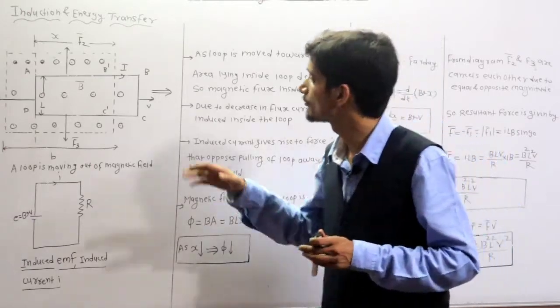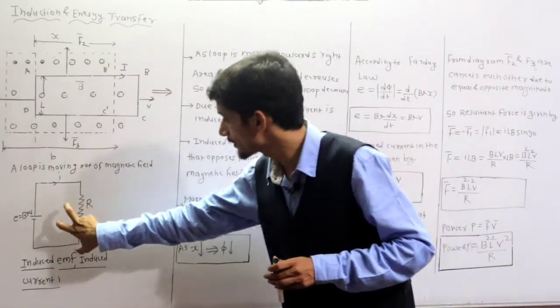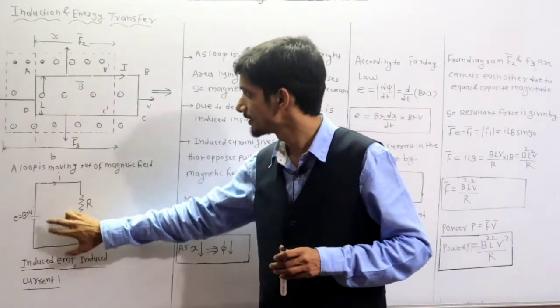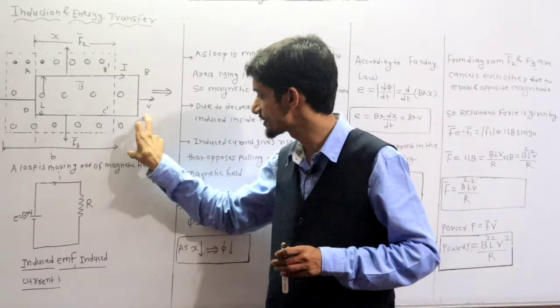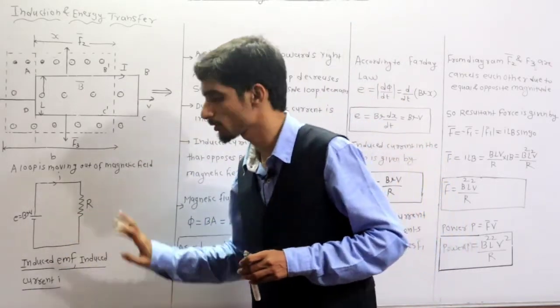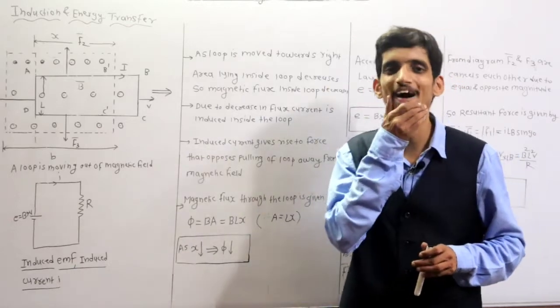Clear? Now listen here. What does this particular diagram represent? It is the extended form of this diagram, in which we have modeled this rod, the BC segment, as a source of EMF BLV, which is connected across the collective resistance R. Okay?